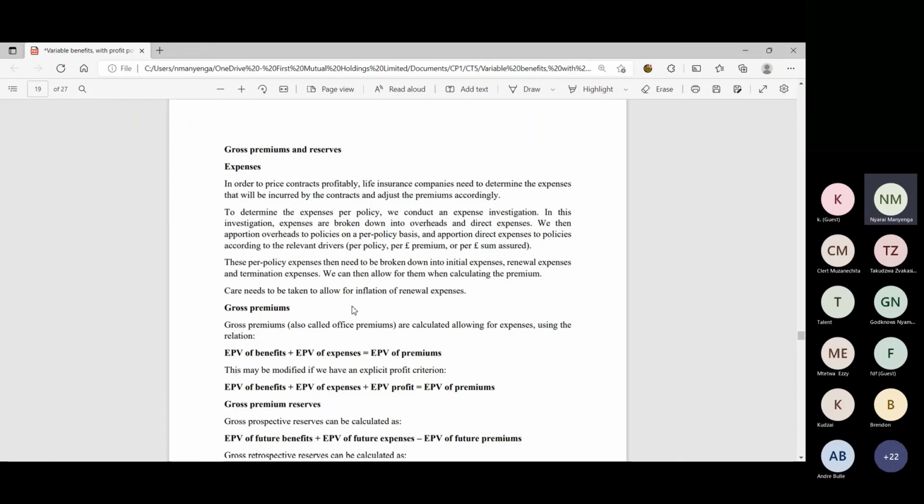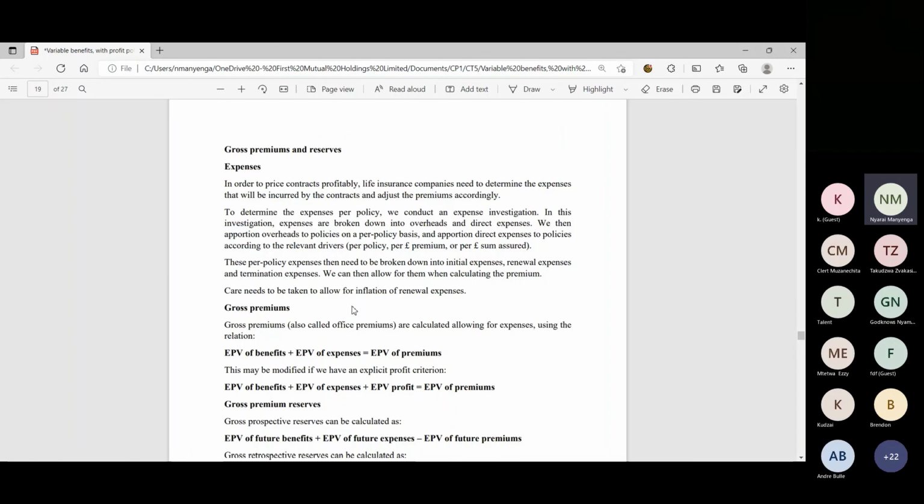So in terms of the expenses, you just need to know that expenses will be incurred by the life company, and the costs will need to be met. Usually the assumptions for expenses are determined when an investigation is done for expenses. Usually the expenses are broken down into overheads and direct expenses, and they can be apportioned either on a per policy basis or directly to the expenses where they relate to. These per policy expenses can be further split into initial, renewal expenses, and termination expenses.